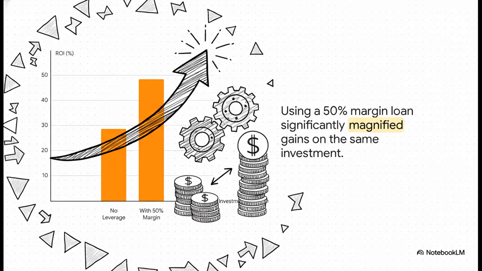Remember our ROI was 28.75%? Okay, now what if we had only used $5,000 of our own money and we borrowed the other $5,000. Well, even after paying interest on the loan, our ROI would have shot up to a massive 48.5%. We made the same profit, but because we used less of our own cash, the return was magnified.